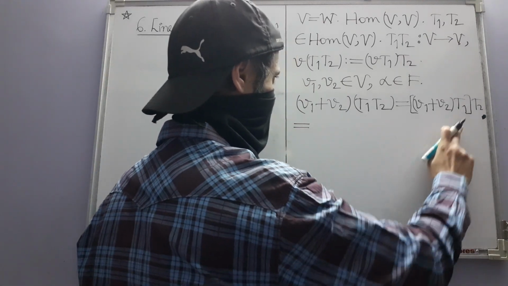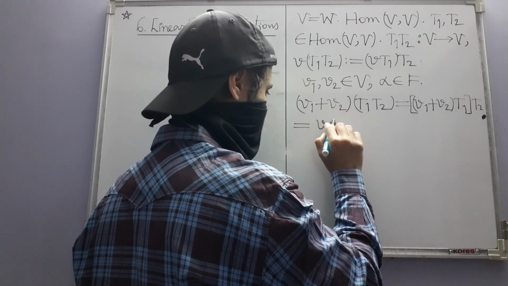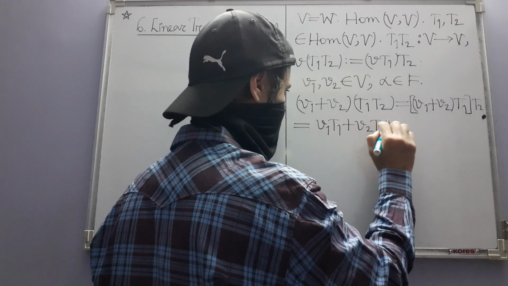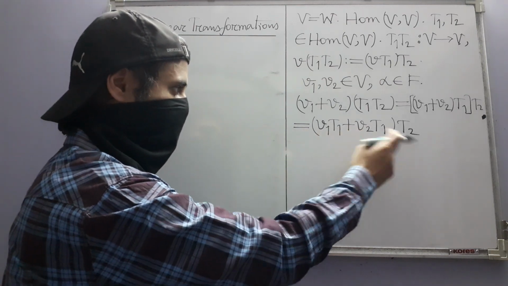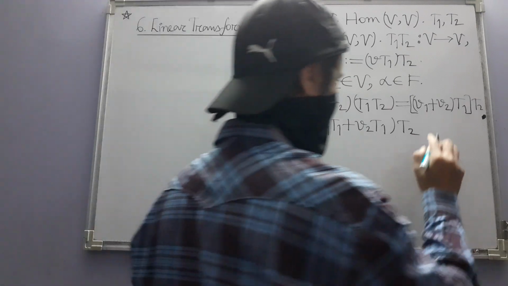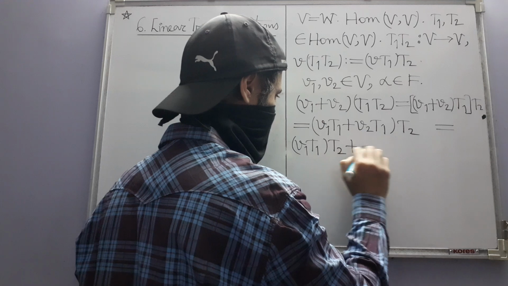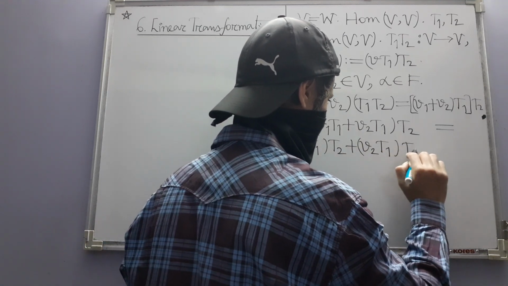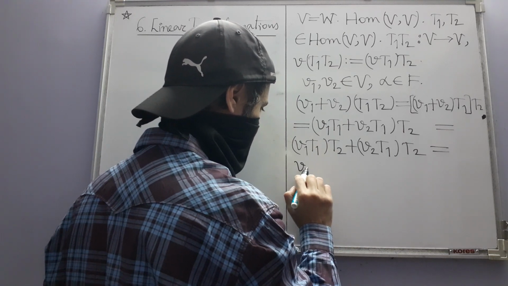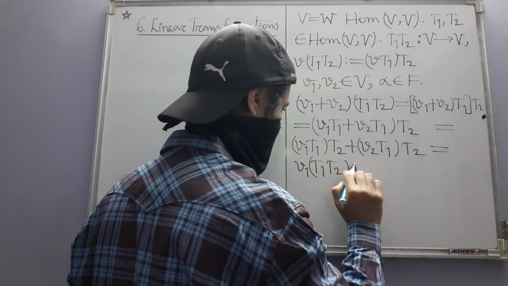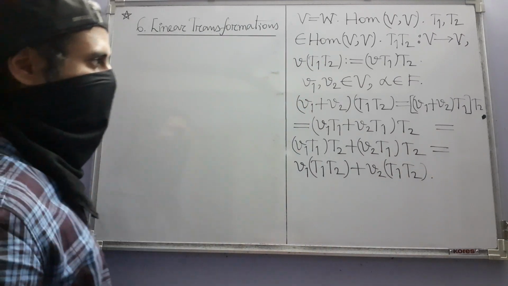So now, because T1 respects addition, since T1 is a homomorphism, this is V1 T1 plus V2 T1, all under T2. And T2 also respects addition, and V1 T1 and V2 T1 are both vectors in V. So this is again equal to V1 T1 T2 plus V2 T1 T2, and that is equal to, once again if you apply the above definition, V1 T1 T2 plus V2 T1 T2. So yes, T1 T2 does respect vector addition.